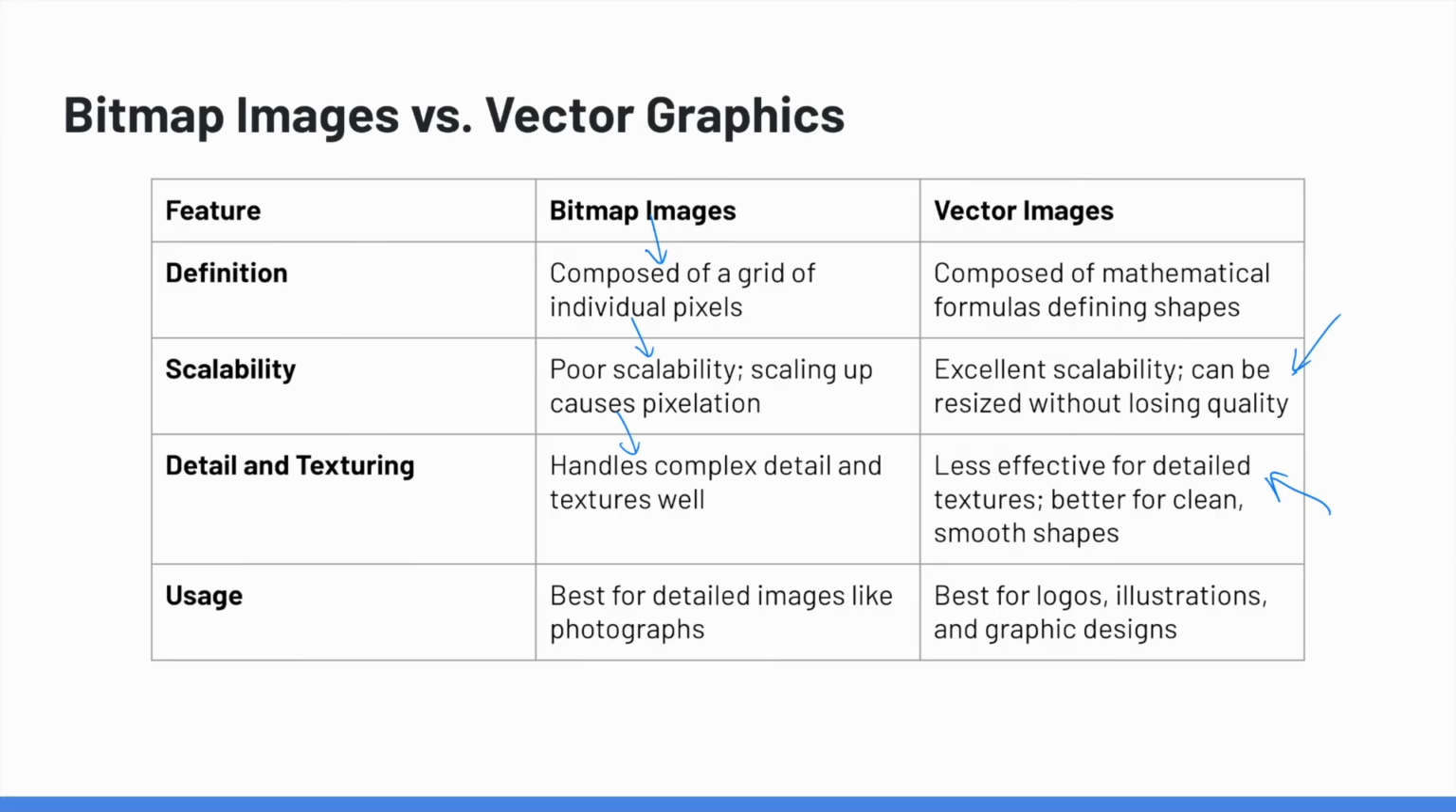And because of the characteristics we just talked about, bitmap images tend to be better for things like photographs, and vector images tend to be better for things like logos, illustrations, graphic designs, and basically something where we care more about what the image represents, and not the individual details in that image. So also think about a diagram or something like that. That's what a vector image is going to be better for.